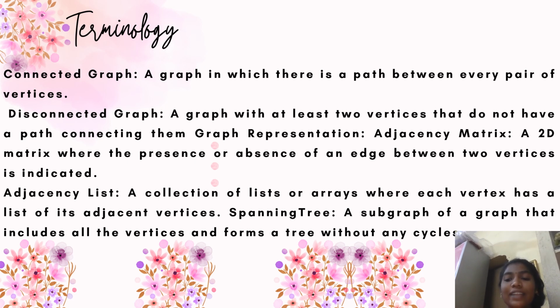Neighbor vertex or the adjacent vertex. A vertex vi is adjacent to another vertex vj if there is an edge from vi to vj. So it is the adjacency vertex. We consider v1, v2, v3, v4. v1, v2 are the adjacent vertices. So this is the definition of adjacent vertex.